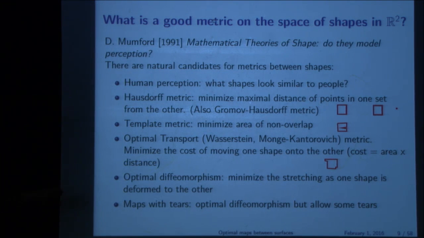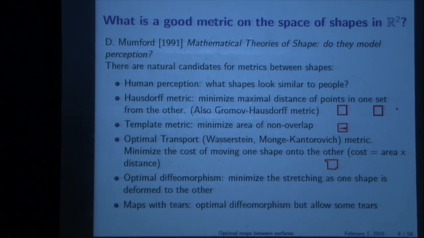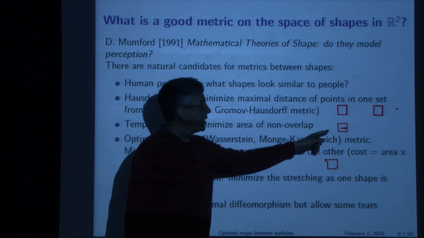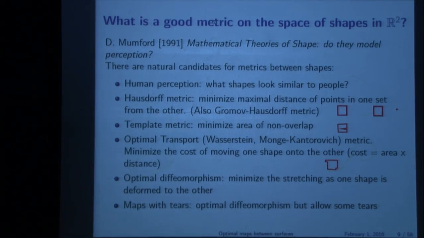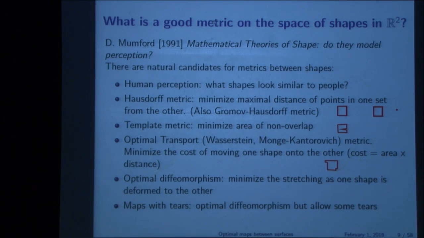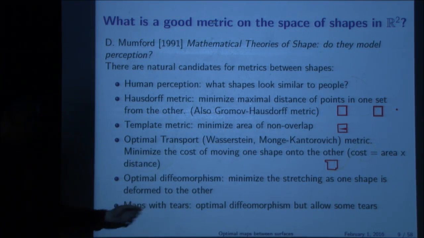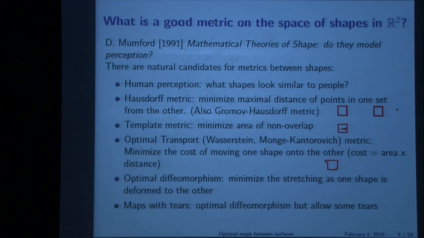The optimal diffeomorphism looks at how much energy it needs to stretch one shape onto another. The problem is, again, that you often have artifacts and tears in objects. So Mumford also studied something called maps with tears, which are optimal diffeomorphisms allowing some tearing. So these all led to a variety of different metrics, each appropriate maybe for some different problems. They all have drawbacks. For example, maps with tears was very hard to compute, it turned out. It was known to Mumford's students as maps with tears.